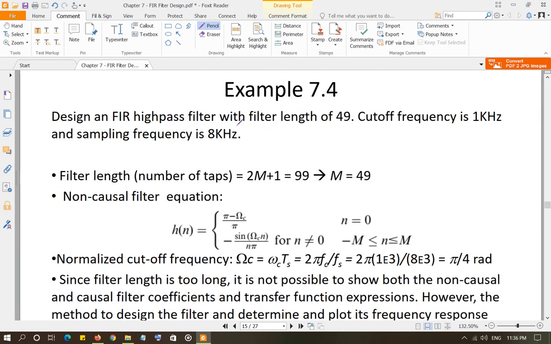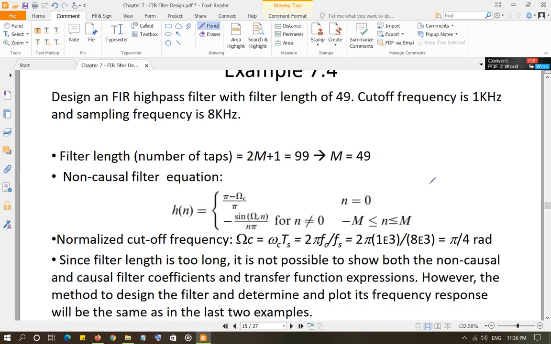Okay, example number 4 for high pass filter, length 49. So since we have length 49, I'm not going to show you all those values. Of course, these are too many values. I'm just going to go ahead and plot it.